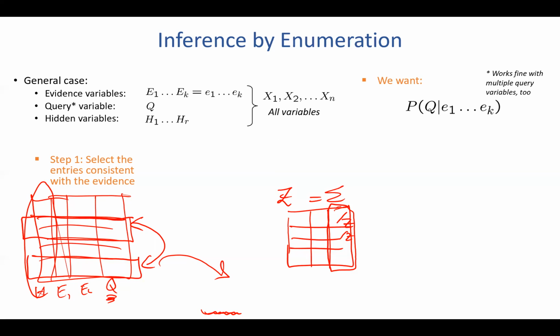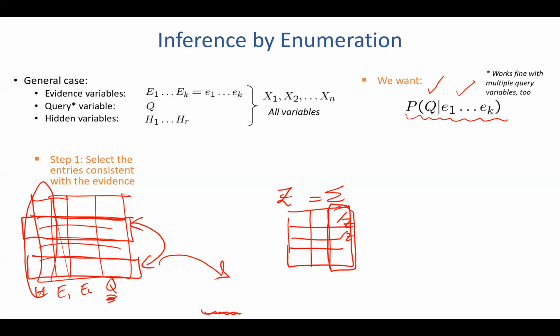What we want is to get to this stage where we have the probability of the query variable given several evidence variables. In order to solve for this query, we would have to sum out the hidden variables one by one, the hidden variables that we have.